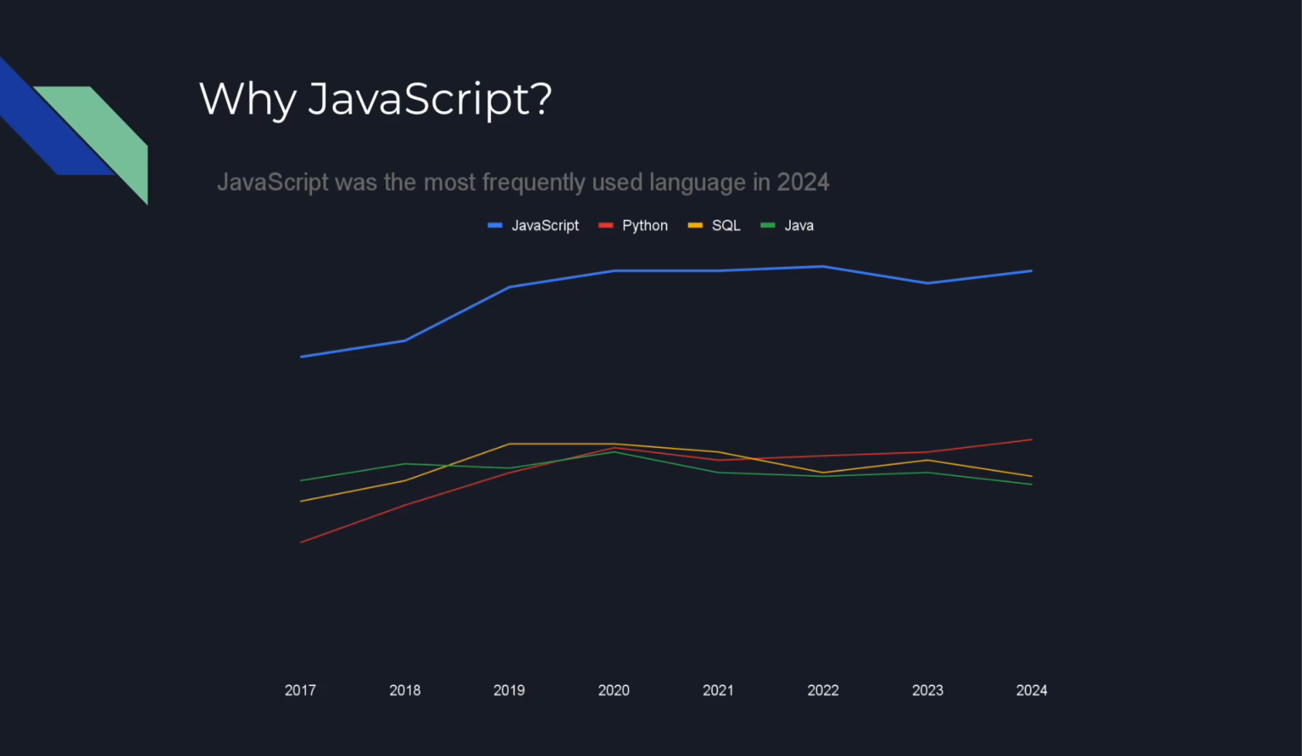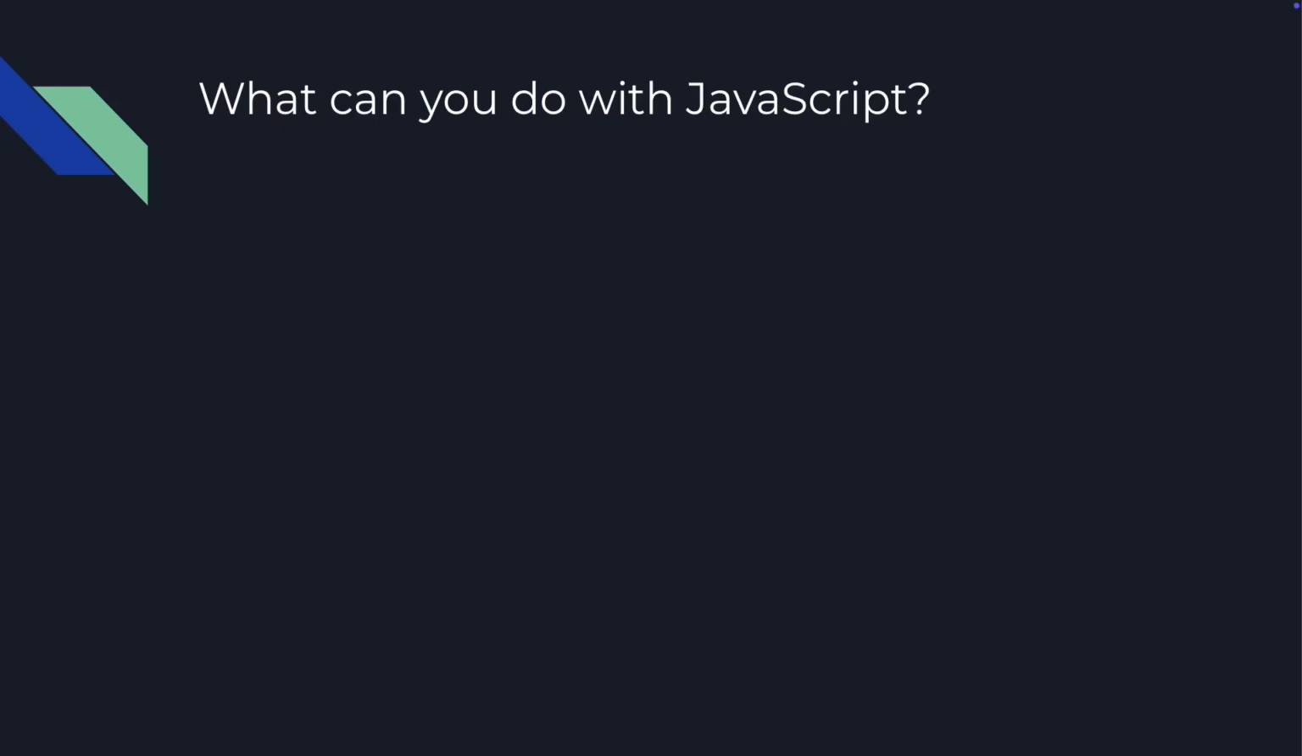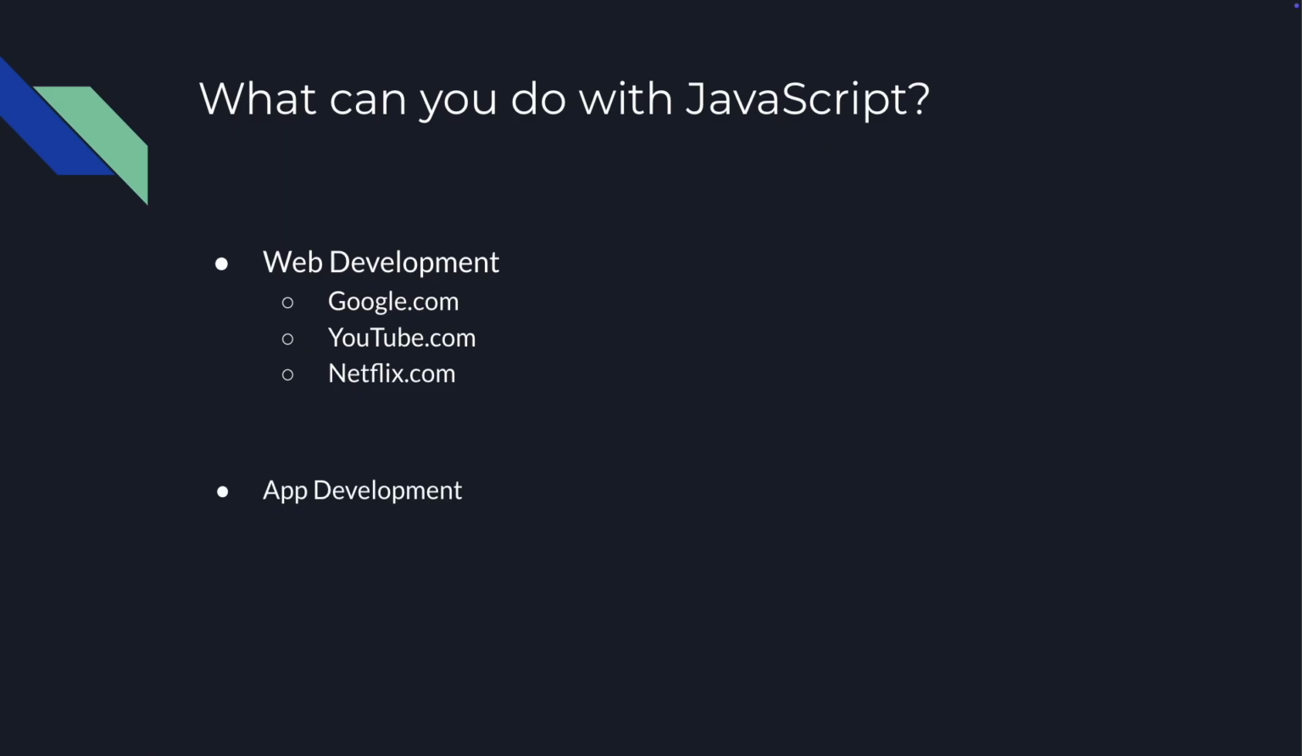And if you're still not convinced, well, here's some things you can do with it. For web development, I'm going to list off some little known websites you probably didn't know. They're built in JavaScript, like Google.com and YouTube.com and Netflix.com, and I know you've probably never heard of them, but all of those are built in JavaScript. If you want to do mobile app development, Facebook's mobile app was developed in JavaScript, Instagram's mobile app was developed in JavaScript, Discord was developed in JavaScript.